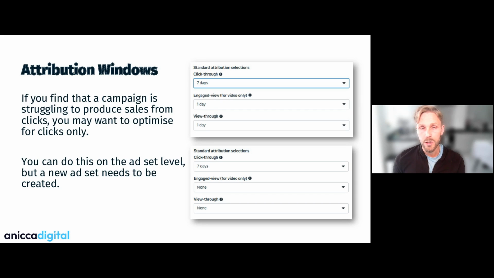If you want to do this, you have to do it on the ad set level, and you cannot change that once an ad set is live. So you'll have to recreate. Essentially, what you do is just duplicate the ad set and then change the optimization in there.